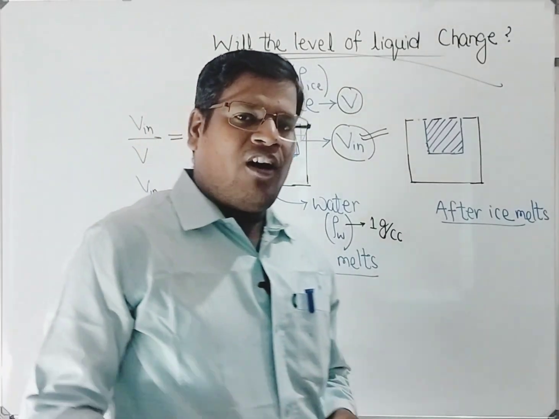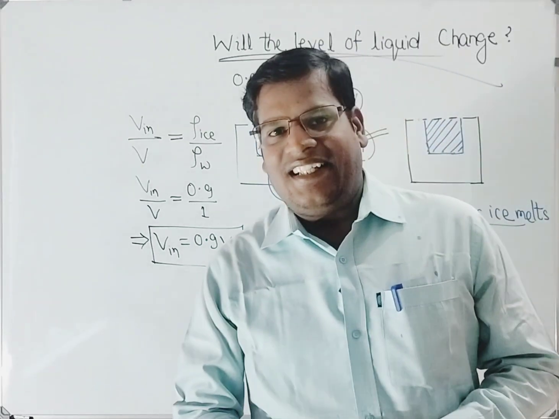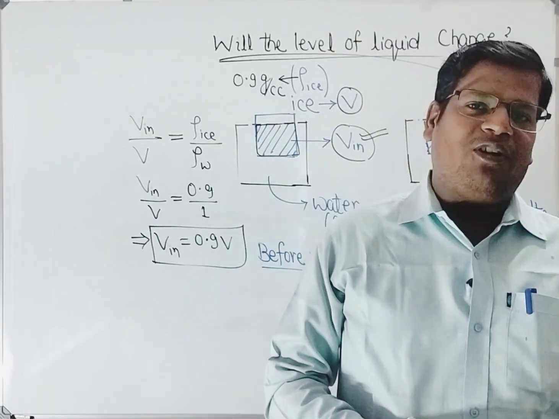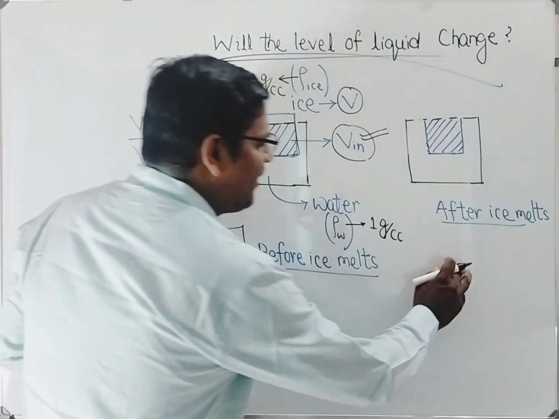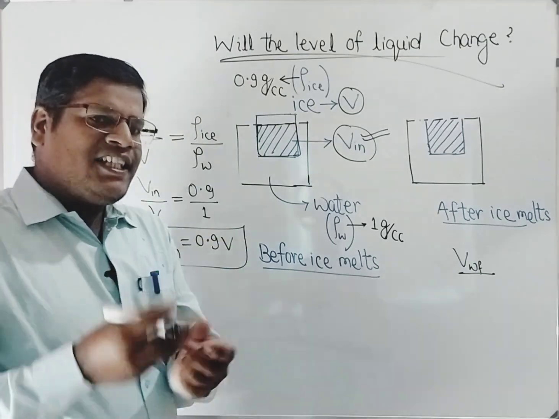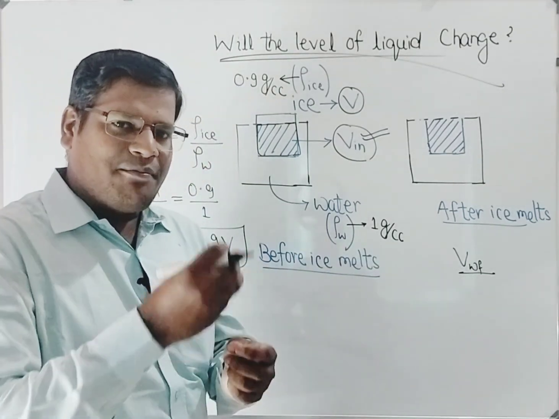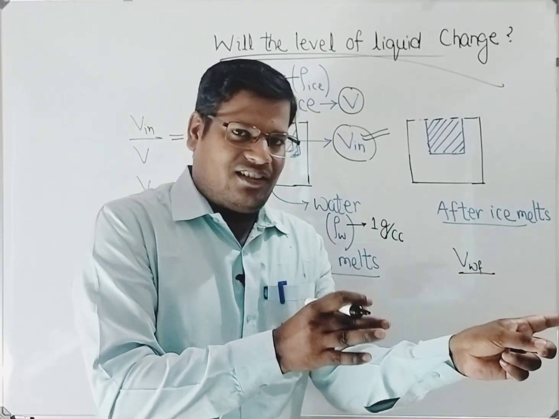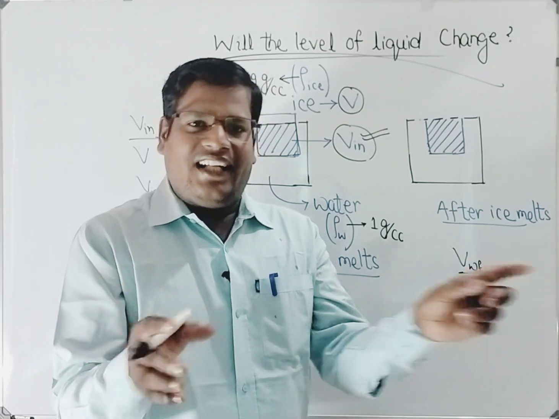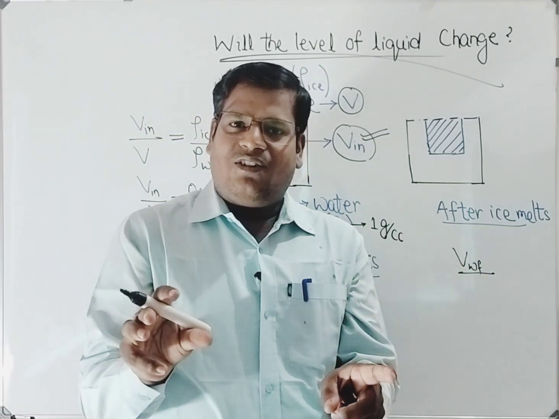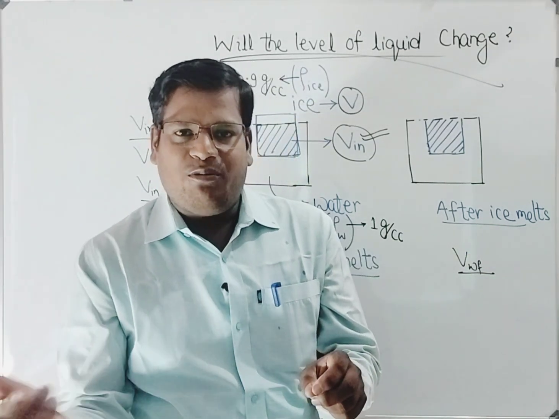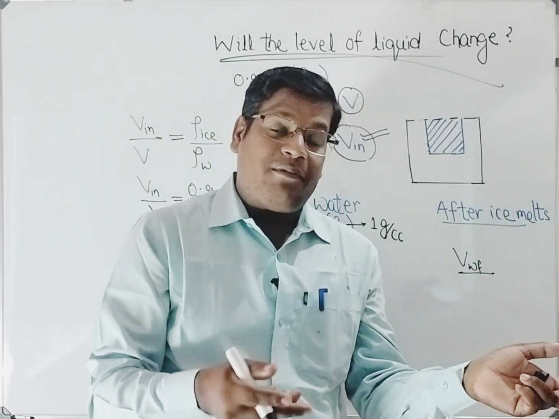So how much volume of the ice is inside the liquid? It is 0.9 of the total volume of the ice. Okay, now let me find out the volume of the water formed. This ice will melt to become water. When ice melts to become water, the density changes, the volume changes, isn't it? Initially it was ice, the density was different. Finally it becomes water, the density is different. Initially it is ice, the volume is different. Later it becomes water, the volume becomes different, but the mass remains the same.